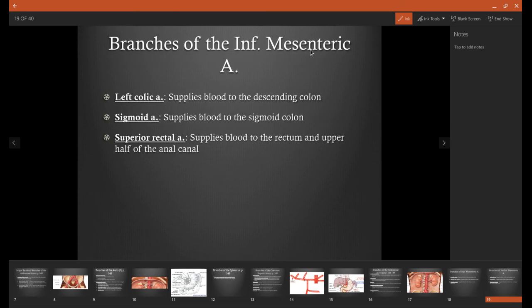Now, branches of the inferior mesenteric artery are going to go to the opposite side. So we have the left colic artery that supplies blood to the descending colon, as it's going downward. We have the sigmoid artery that will supply blood to the sigmoid colon. And then we have the superior rectal artery that will take blood to the rectum and the upper half of the whole anal canal. So let's see what these look like.